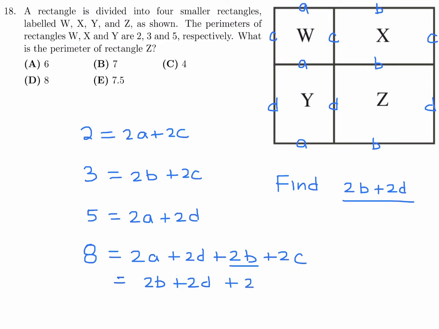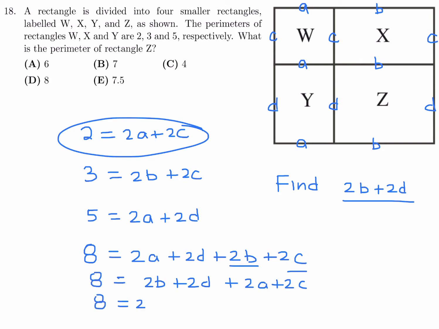But then the other two terms are 2A plus 2C, these two. But 2A plus 2C, right up here, is equal to 2. So that means 8 is equal to 2B plus 2D plus 2, and this is equal to 2. So putting everything on one side, it means 6 is equal to 2B plus 2D. And that's it. Number 18, therefore the answer is A.